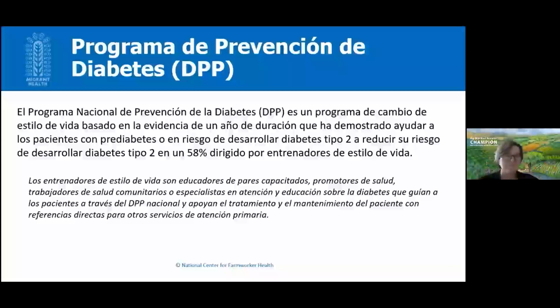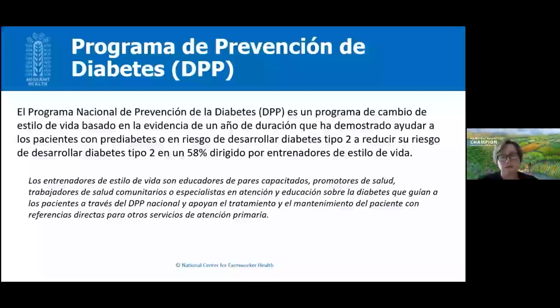There are many different types of people who can be part of the program because there's no certificate, there's no requirement for a certificate or for any specific type of training to be able to help a patient do this.